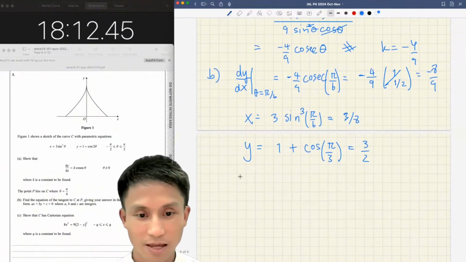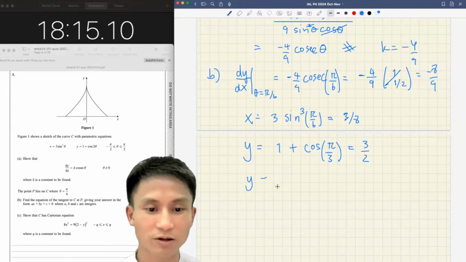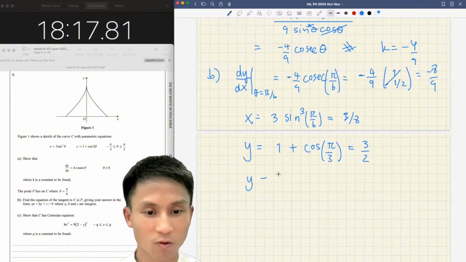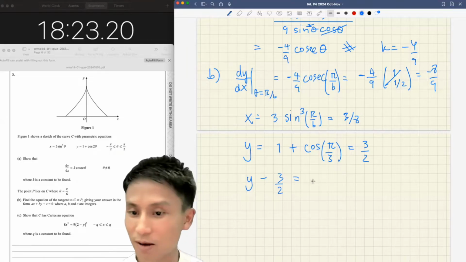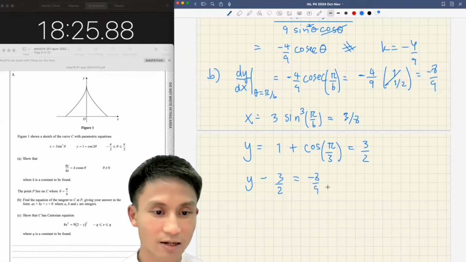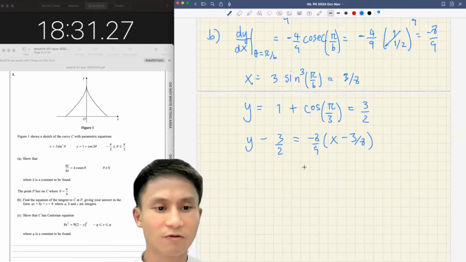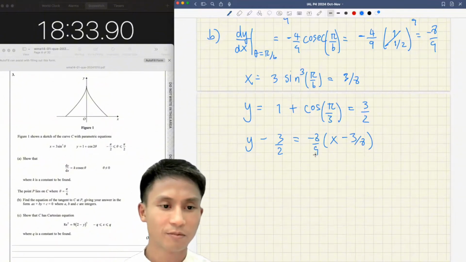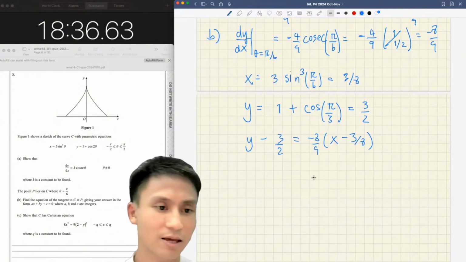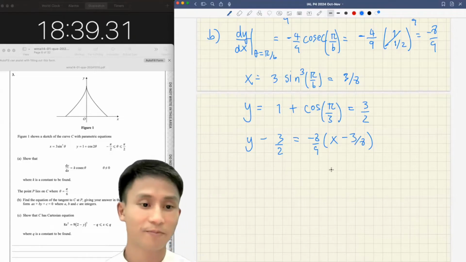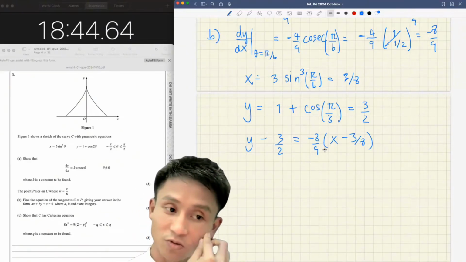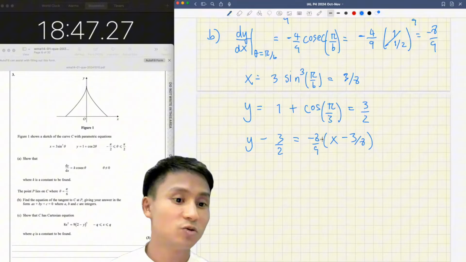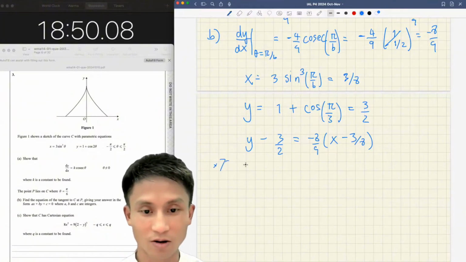Happy? Then we can plug it into the linear equation formula. So y minus y1, I'm just going to take y1 as being 3 over 2 there. M is already found to be the dy by dx, which is minus 8 over 9. And x1 is just 3 over 8. Seems like we have a lot of fractions here. If we multiply everything by 36, no, that's not going to do it. So what's the lowest common multiple here? 32, 72, 72, I guess. Okay, so multiply all by 72.